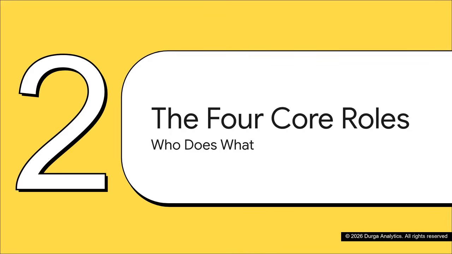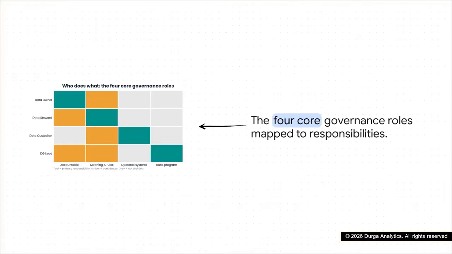Okay, moving to Section 2, let's talk about the 4 core roles, because a governance program, no matter how brilliantly it's designed on a whiteboard, needs actual human beings to execute it. Let's map out our foundational cast of characters. Every successful governance program, and I mean every single one, rests on 4 key pillars. We have the data owner, the data steward, the data custodian, and the governance lead.